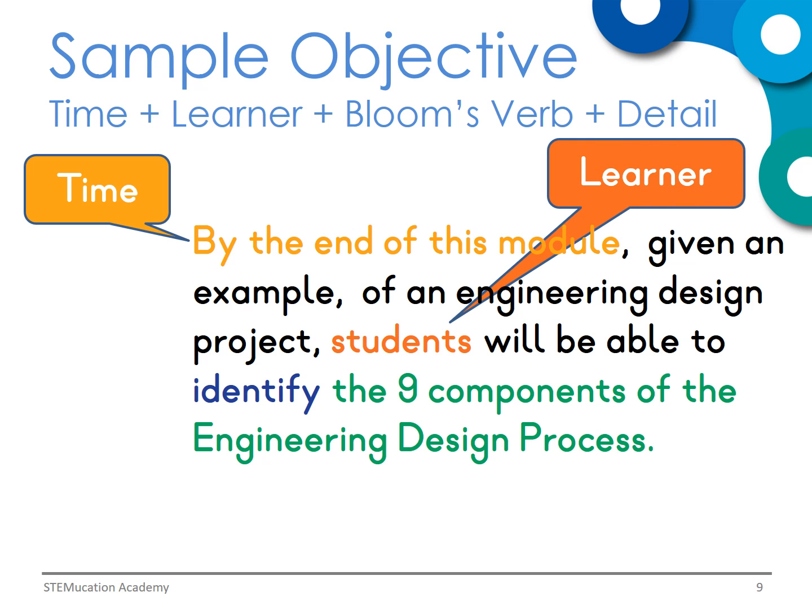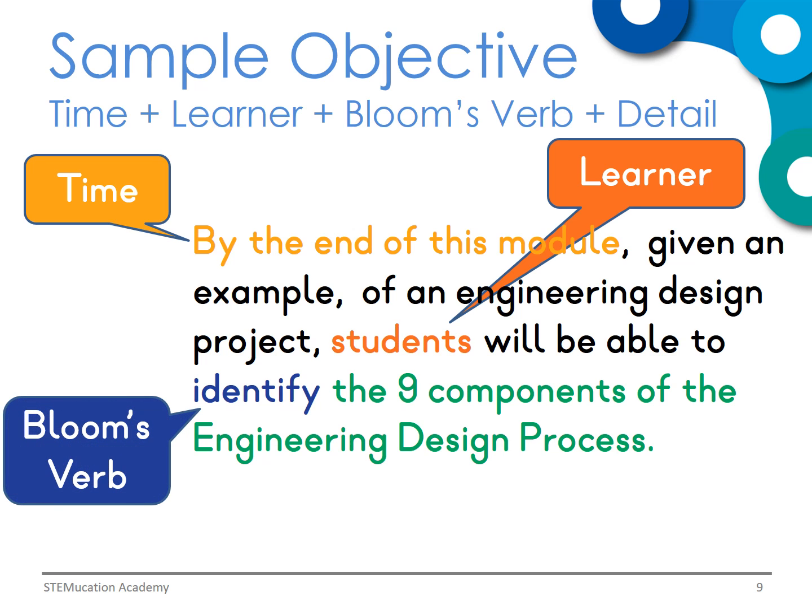In most cases, this will simply be student or students. Next, choose a Bloom's verb. In the sample objective, the Bloom's verb is identify, which is in the comprehension domain of Bloom's taxonomy. Again, at least some of your objectives should contain verbs representing the higher levels of Bloom's taxonomy, such as apply, design, construct, assess, or defend. Finally, please provide the detail regarding what you expect your students to learn or do. In the sample, by the end of the module, the students will be able to identify the 9 components of the engineering design process.